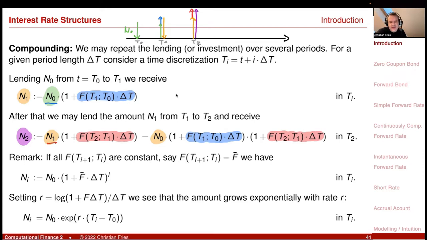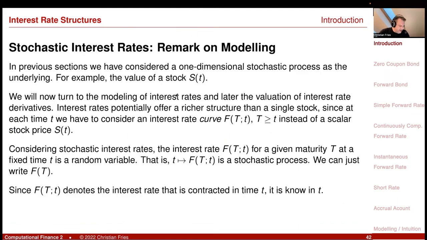And I just want to illustrate that we could also have different interest rates for different time periods. So it could be that the growth you observe from here to here is maybe a different one than you observe from here to here. So now I would like to consider models where interest rates become stochastic.